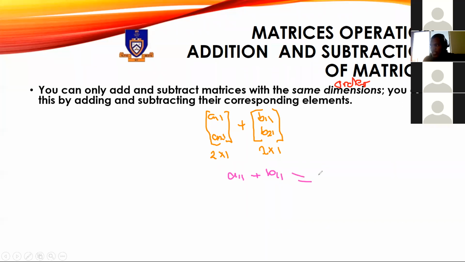That will give us an answer. I don't know what the answer is, C1,1. Okay, that will give us an answer here that we don't know of. So this is what we mean by adding or subtracting matrices. This position must be added to the element in the same position on the other matrix. And that is how we do it over here.